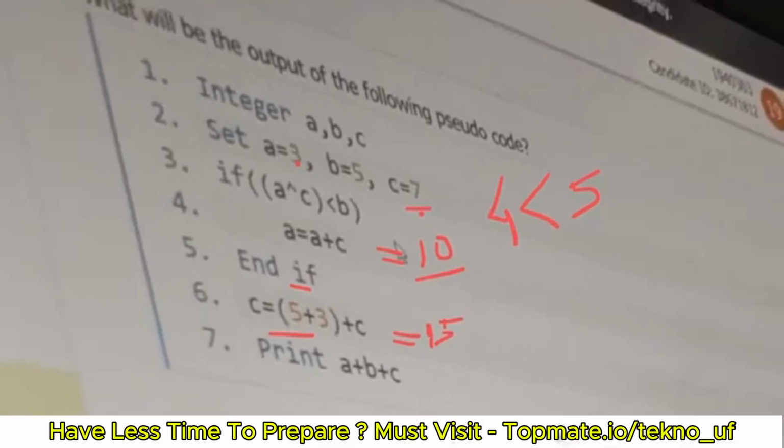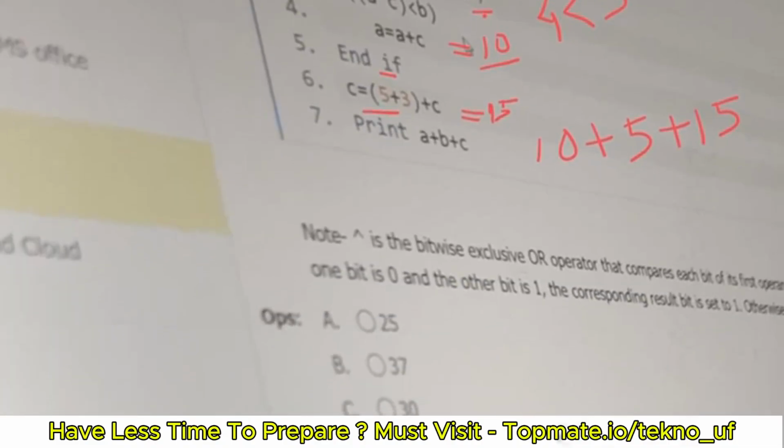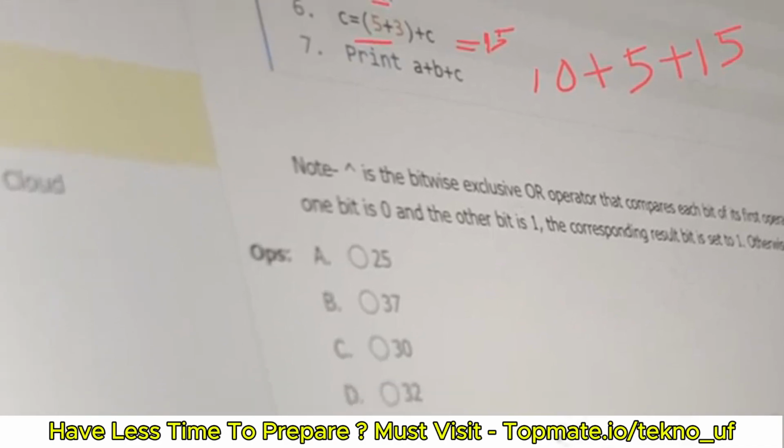So A plus B plus C is equal to 10 plus 5 plus C is 15. So 15 plus 5 is equal to 20 plus 10 is equal to 30. Okay, so I hope you understood. Let me just see if there is any option of C. Okay, so the option is C. So this is the correct answer because this is equal to 30. Okay, so I hope you understood.